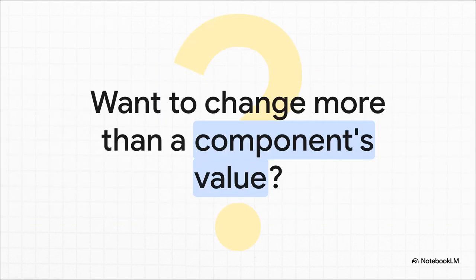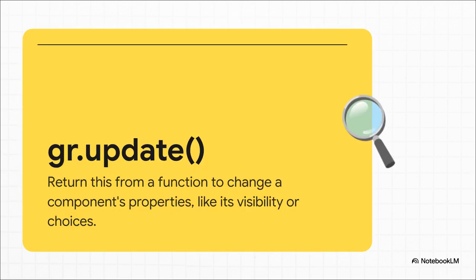So we've seen how to change the text in a box or the image in a gallery. That's changing the value. But what if you want to change the component itself? What if you want to make a text box read-only, or make a button disappear entirely after it's clicked? The secret sauce for that is gr.update. It's a game changer. So the key is, instead of your function just returning a string of text, you have it return gr.update with new properties. You can literally say gr.update(visible=False) to hide something, or gr.update(choices=new_options) to completely change what's in a dropdown. This is how you build UIs that feel truly dynamic and intelligent.